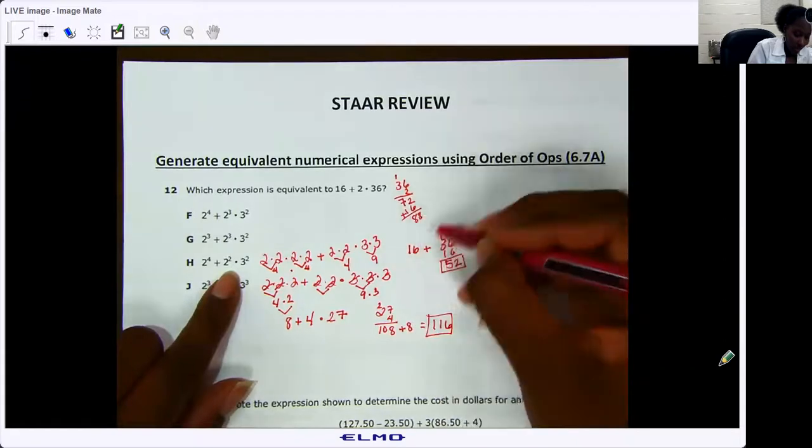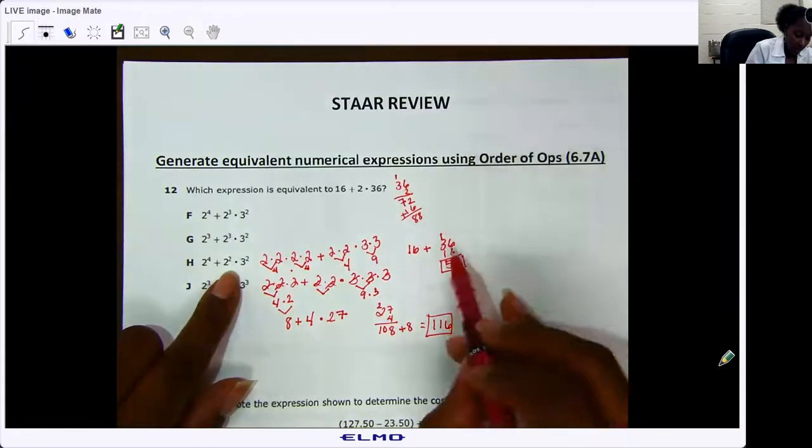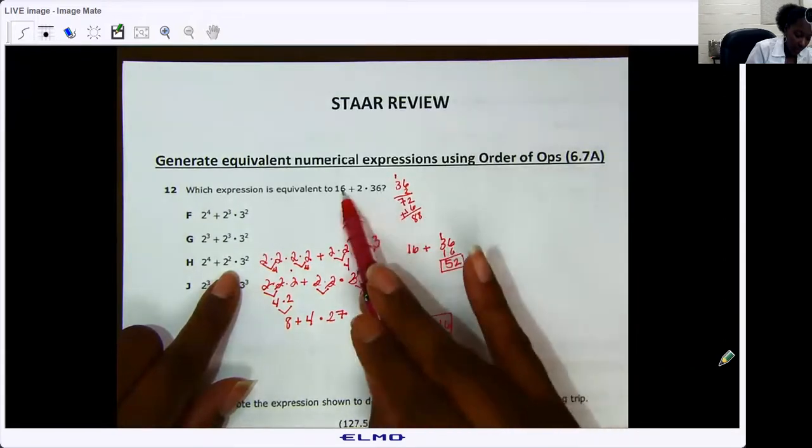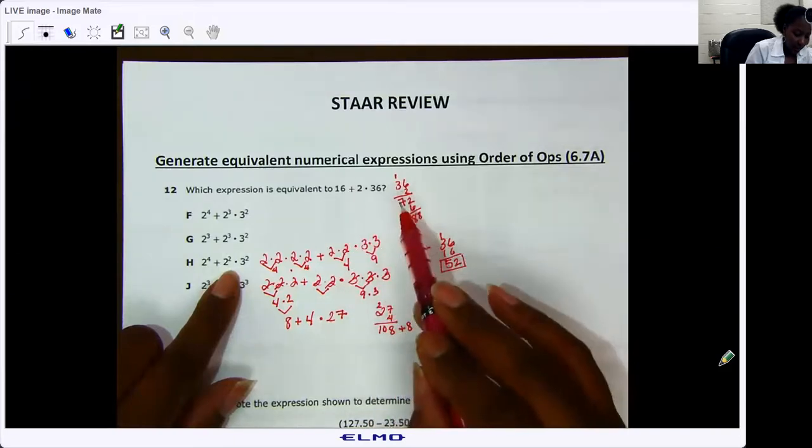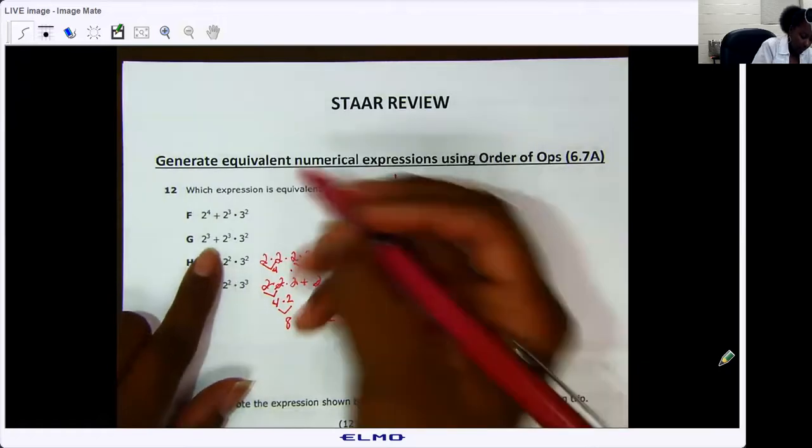All right, so that doesn't match our 88, but we got a little bit closer. We had some numbers that look familiar. There's that 16, there's that 36. We just didn't have that 2. Okay, let's look at the next one.